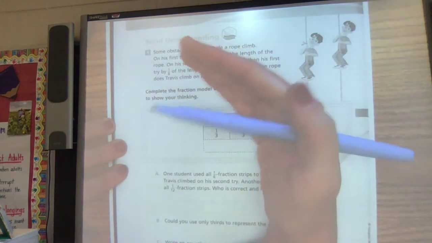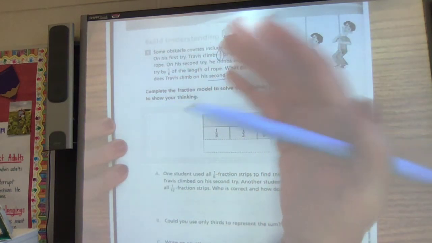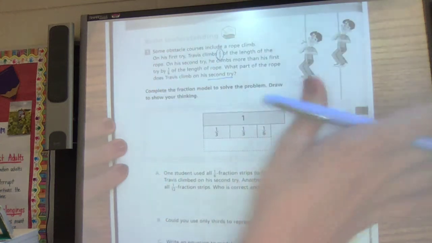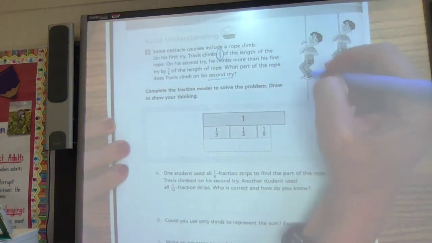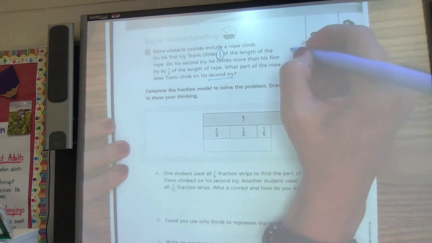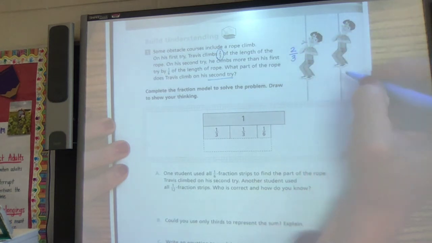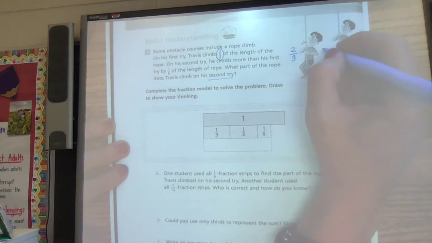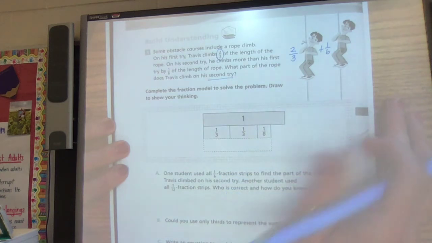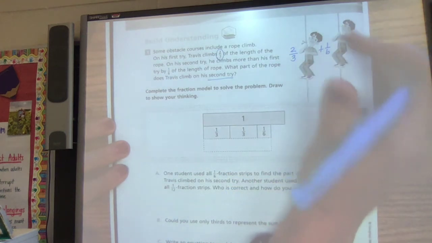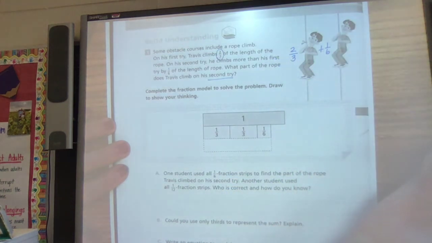So let's think about what this says again. Remember, we don't need to just grab a number, do something. Let's think about what's happening here. So Travis climbed 2/3 of the length right here. And then the second time he does 1/6 more than he did here. See how he's a little bit taller than he was here? So we want to know how tall he actually got here.